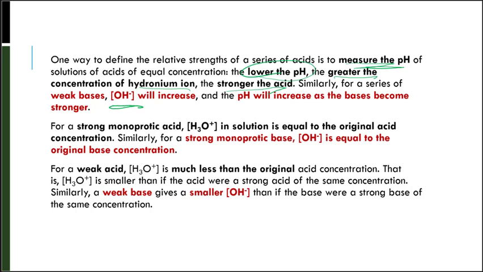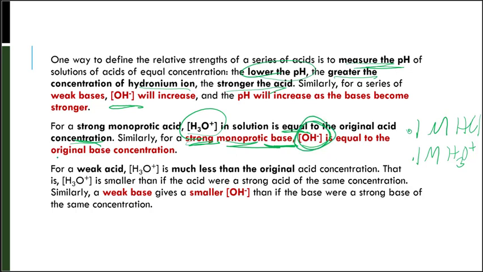For a strong monoprotic acid, the hydronium ion concentration in solution is equal to the original acid concentration. So if I said I had 0.1 molar HCl, that means I have 0.1 molar hydronium ion concentration. The same is true for a strong monoprotic base. The hydroxide ion concentration is equal to the original base concentration. If I said I had 0.1 molar NaOH, that is a strong base, so its OH concentration in this case would also be 0.1 molar.